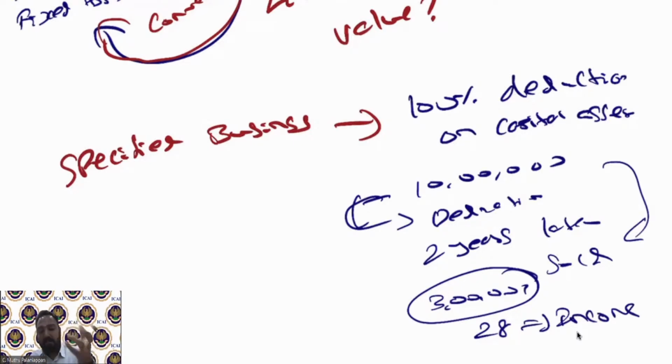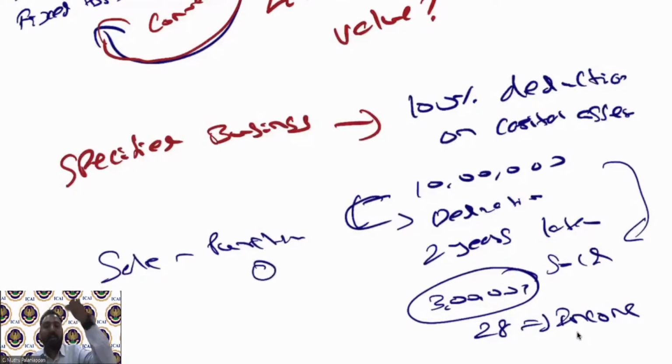Subsequently, when you are transferring that asset, whatever you receive is straight away taxable, because generally it is like sale minus purchase, right? In this case, purchase is like zero because 10 lakh has already been claimed as a deduction. So purchase is zero, your sale is 3 lakhs, and the net will be taxed under section 28.